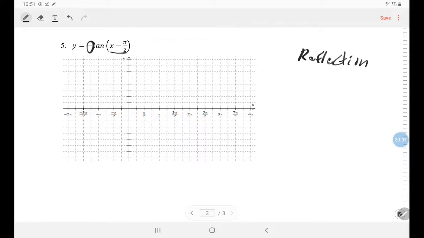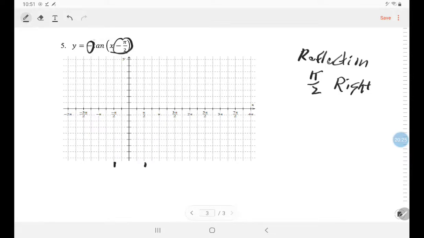And I see a shift of pi over 2. Since that says minus pi halves, I know that's to the right. So, do I want to draw the original and do all that? If you want, have a blast. I'm going to pass. I know my original asymptotes are here.